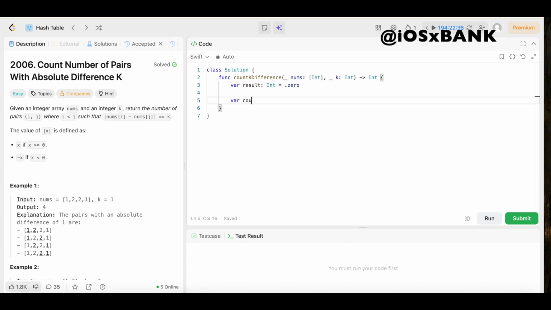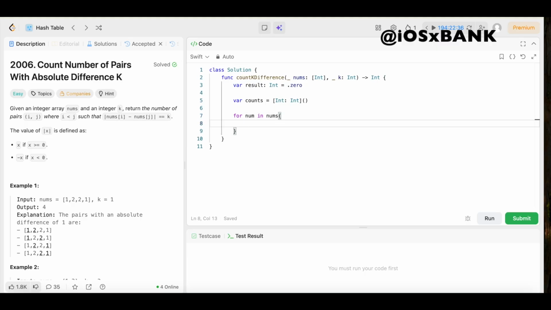So we'll declare a variable called counts. We'll set that equal to a dictionary. The key is going to be a number, and then the value is going to be the frequency of that number. So int colon int, and come outside of that, put the parentheses, boom. Now we're going to process each number from left to right. So we're going to say for num in nums.